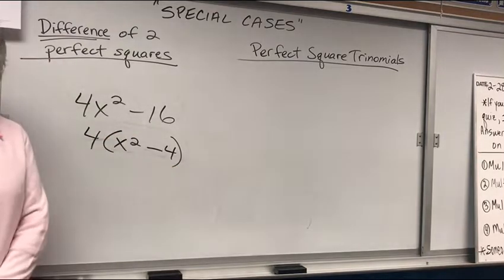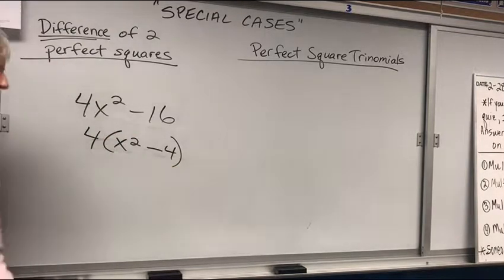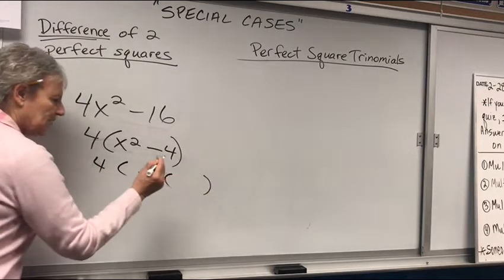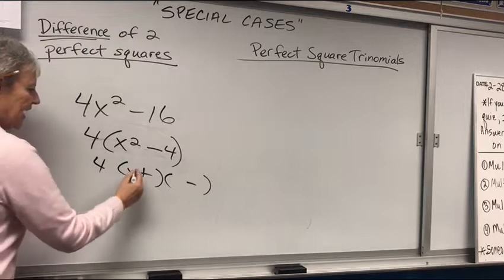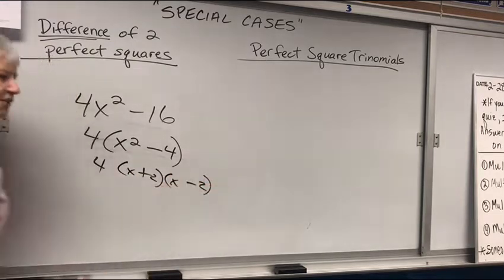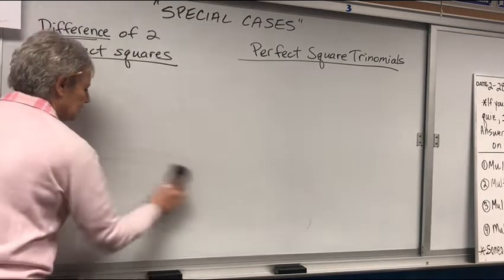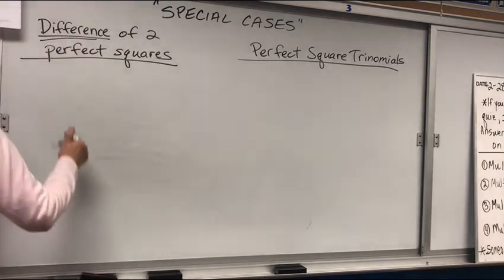Do I have two perfect squares? Yes. Bring down the 4. One's plus, one's minus. X and 2, x and 2. Everybody misses that because they don't do the GCF. GCF is always first.